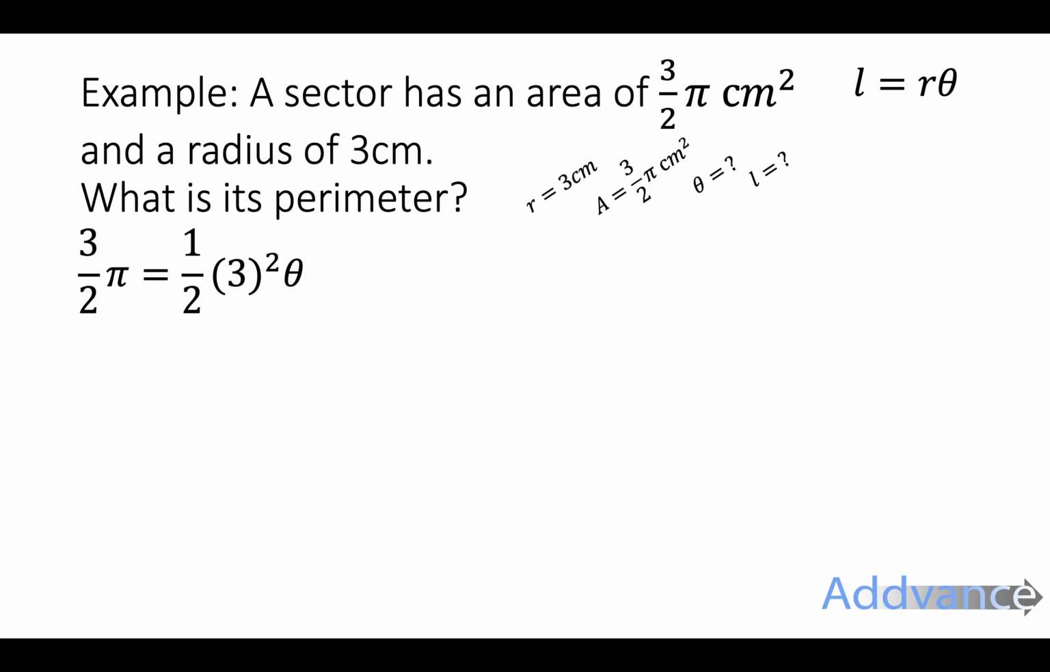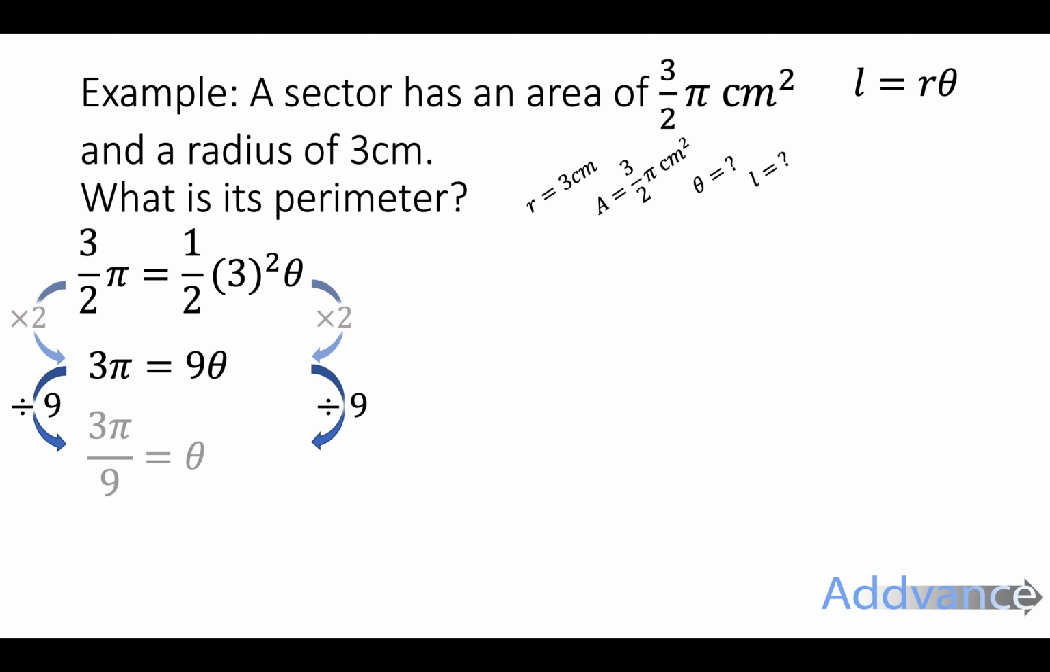Now we can simplify this equation by multiplying both sides by 2, and that will get rid of the divide by 2. So when you've got half on both sides, when both sides are being halved, you can multiply by 2, because that's the opposite of that. The 3 squared becomes 9, and we get 3 pi equals 9 theta. Divide by 9, and we get pi over 3 is theta. And we can write that back up here as the angle. We now know the angle, so we've used the area to work out the angle.